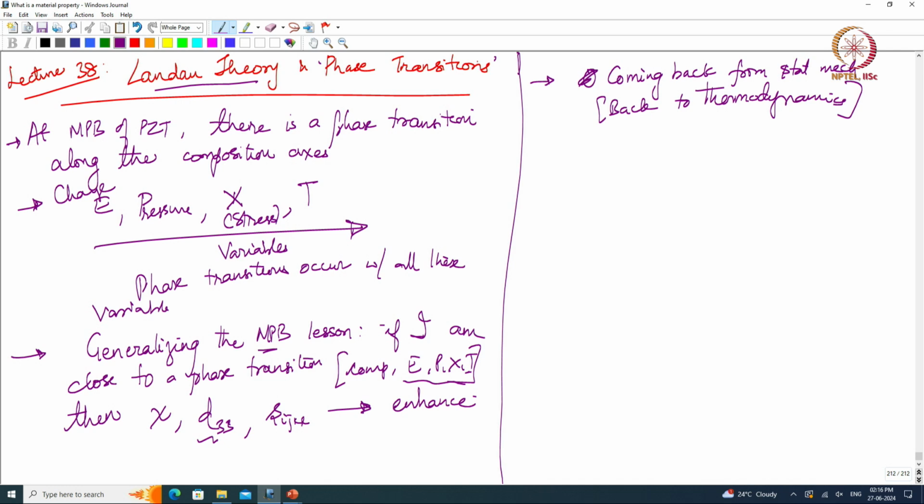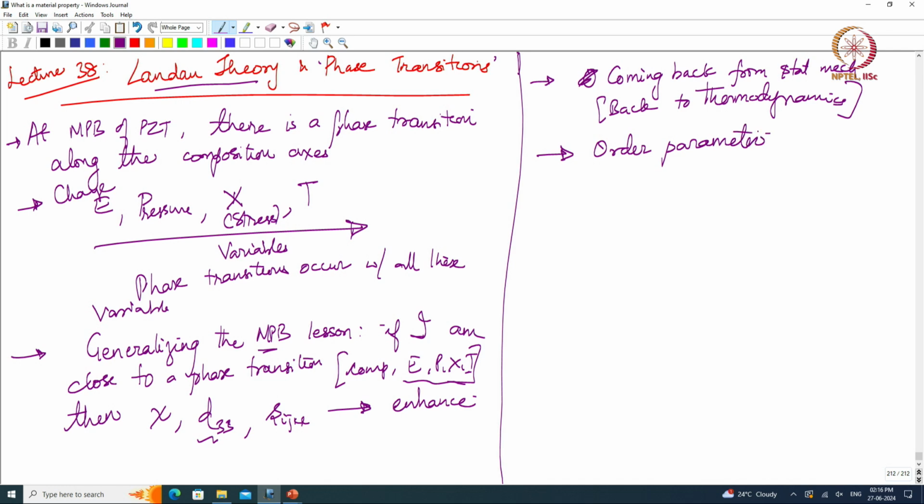Coarse grain meaning I do not talk about micropolarizations anymore, I just talk about polarization. So, I just talk about an average polarization. I do not talk about microstrains anymore, I just talk about an average strain, in the system and so on and so forth. So, I give one what is called an order parameter to the system.